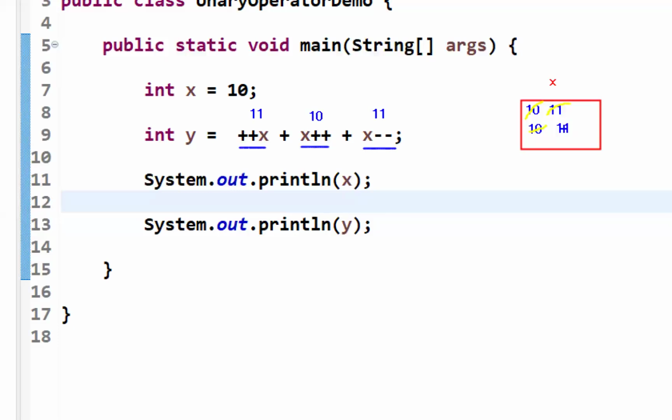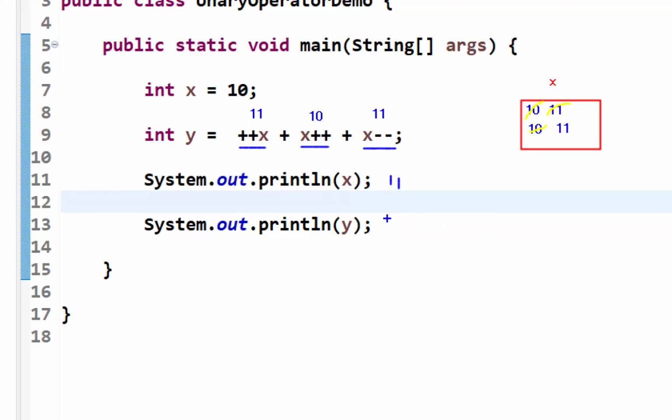11. What's the value of y? 11 plus 10 plus 11. 32. What's the value of x? 11. 11 is the output. What's the value of y? 32. I will execute this code and you can see the output. Let's see. Folks, am I clear so far?